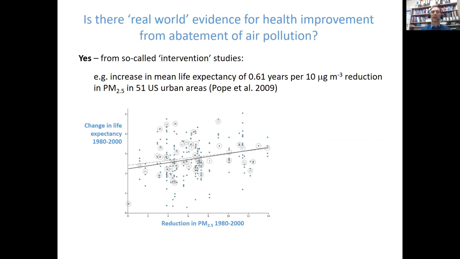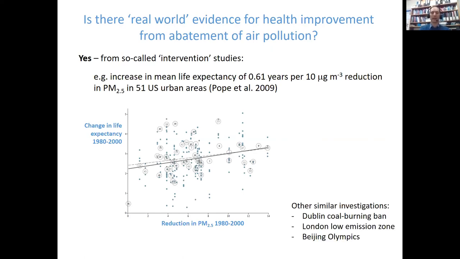These are notoriously hard studies to do because clearly life expectancy is changing for a whole host of other reasons, like better access to healthcare or better diet or cessation of smoking and so on. So they try and take this into account and still come up with this positive association, that where there have been reductions in particulate pollution, there has been an increase in life expectancy. So that's a good news story. And there are other similar examples of these sorts of studies.